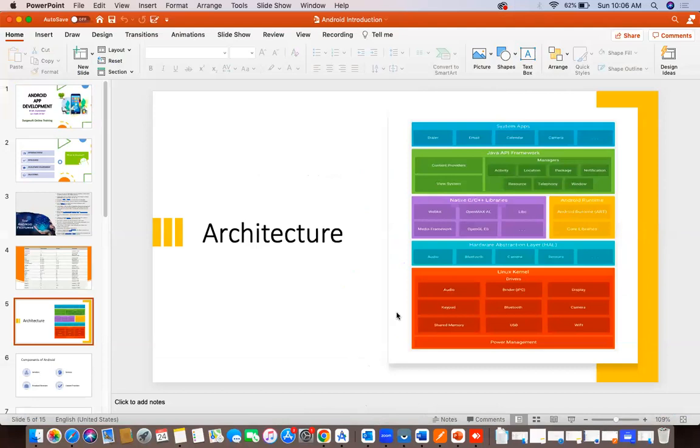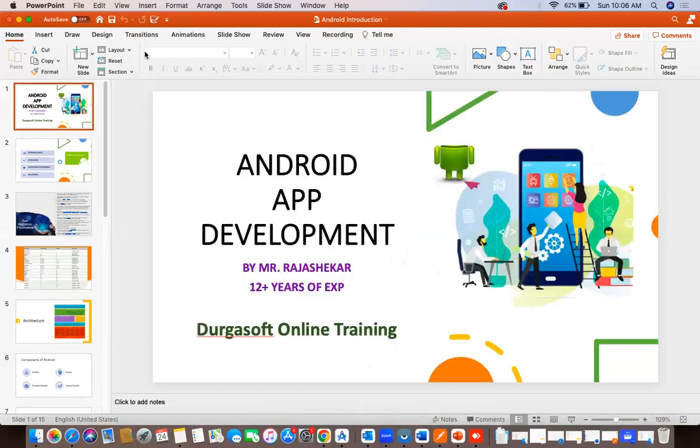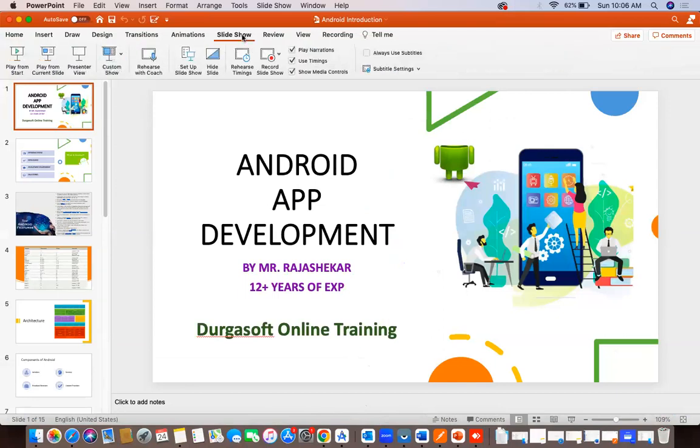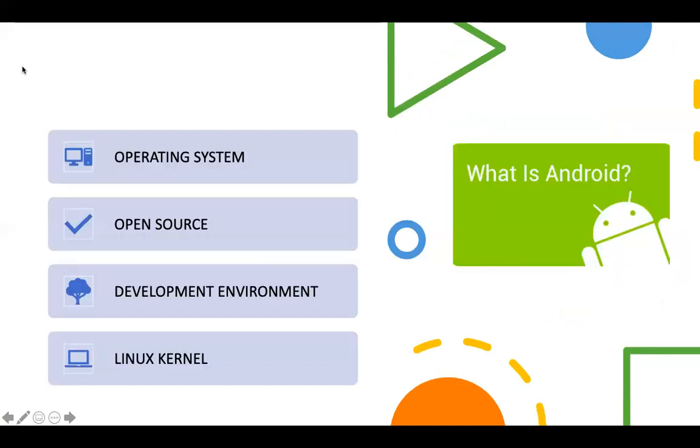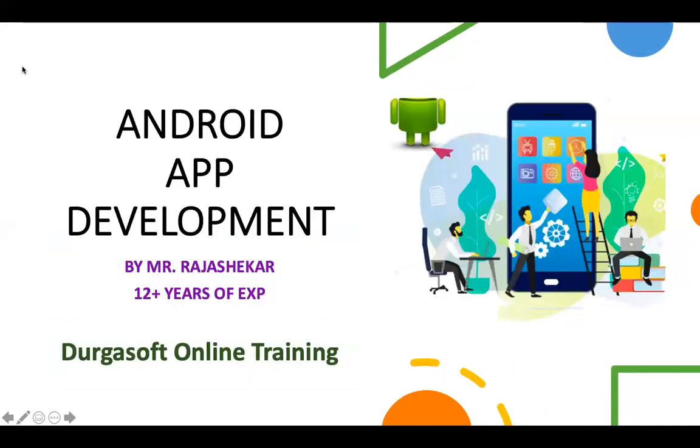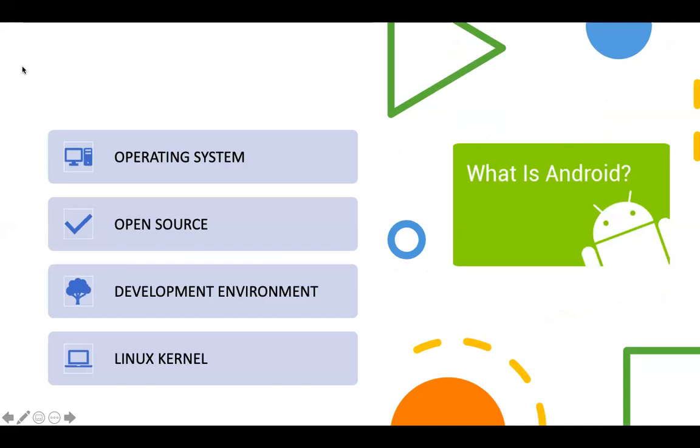So this is the main and very important part here. First of all, let's see what Android is. A simple example I'll tell you: with just four words, you can form the Android definition. Android is an operating system. It is open source and it is used for the development environment. Each word we will discuss in detail. And it runs on top of the Linux kernel. So these four words form the definition of Android.